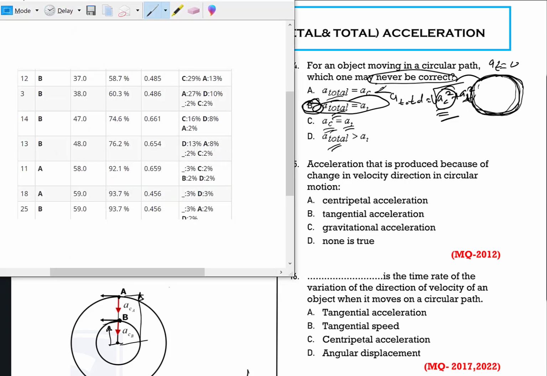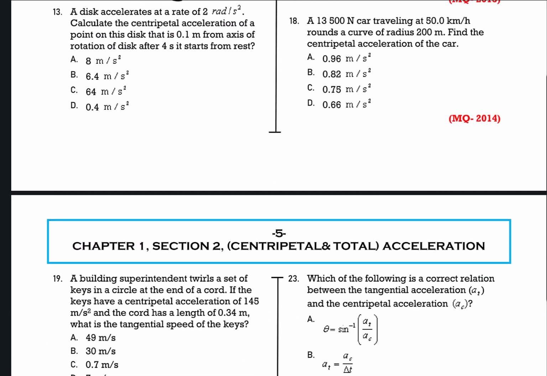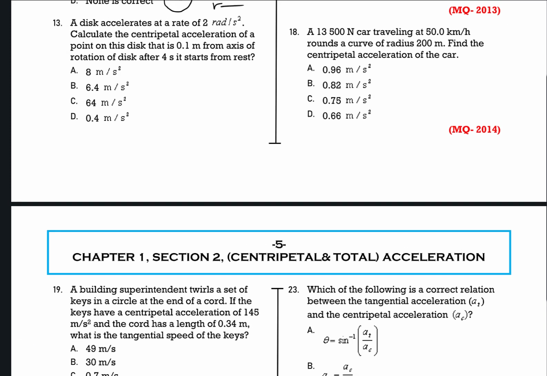Question number 13 is the next one. A disk accelerates at the rate of 2 radian per second squared. So this is the angular acceleration, alpha. Calculate centripetal acceleration of a point on the disk.